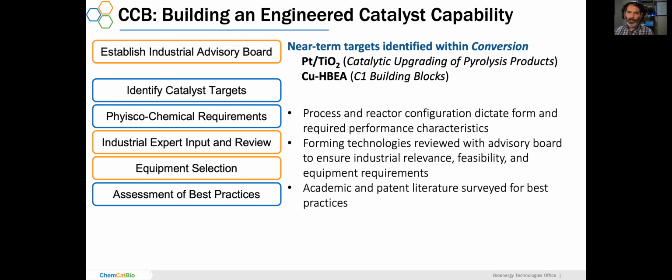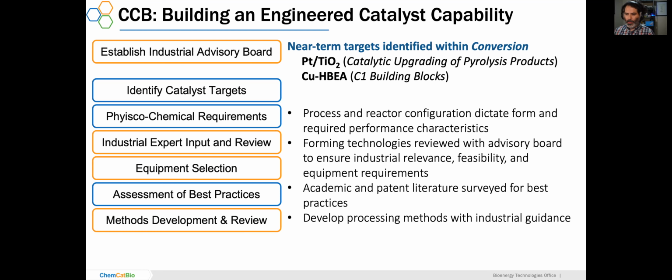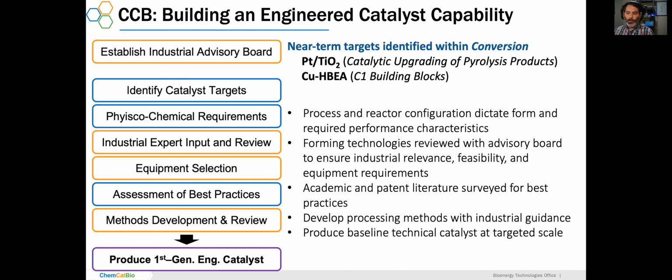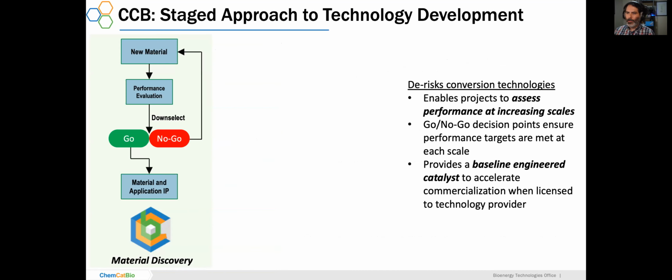We assessed best practices, again working with our industrial partners and the patent literature and the academic literature, to determine the best ways that we can start to approach this project within the consortium. Then we developed these methods and worked with industrial guidance to down select what we should be working on and how we should be doing it. And then we produced our first engineered catalyst. So this is the structure that we took at the onset of efforts around engineered catalysts, both within and closely tied to the ChemCatBio consortium.